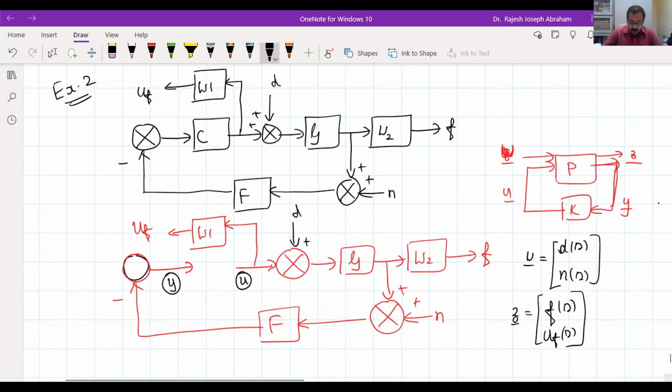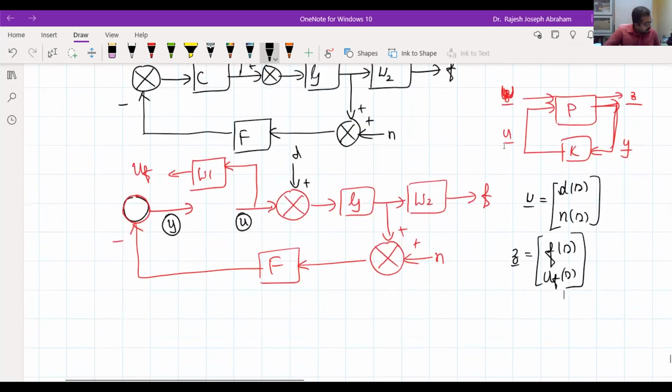Fine. Now let us write the equations for this. What is Y? First of all, Y is nothing but this signal. What is this signal? Minus F into this signal. So I can write minus F of S into, what is the signal at this point? Noise N of S plus the signal at this point. What is the signal at this point? G of S into U plus D.